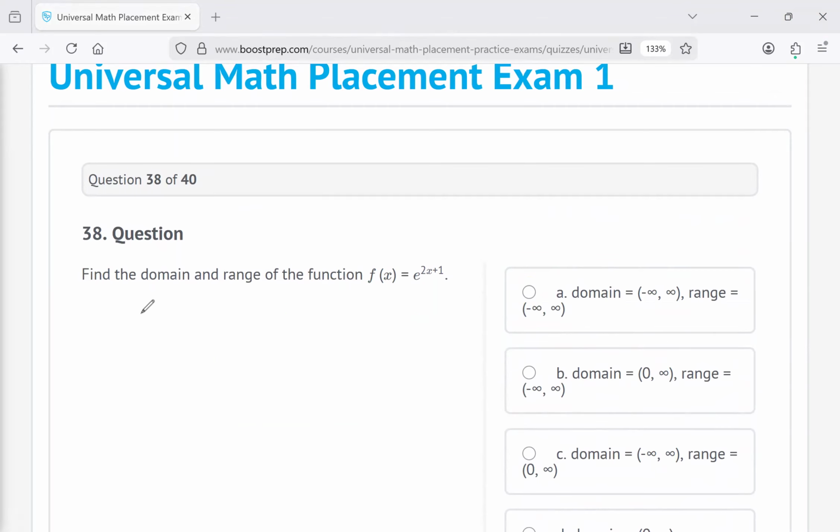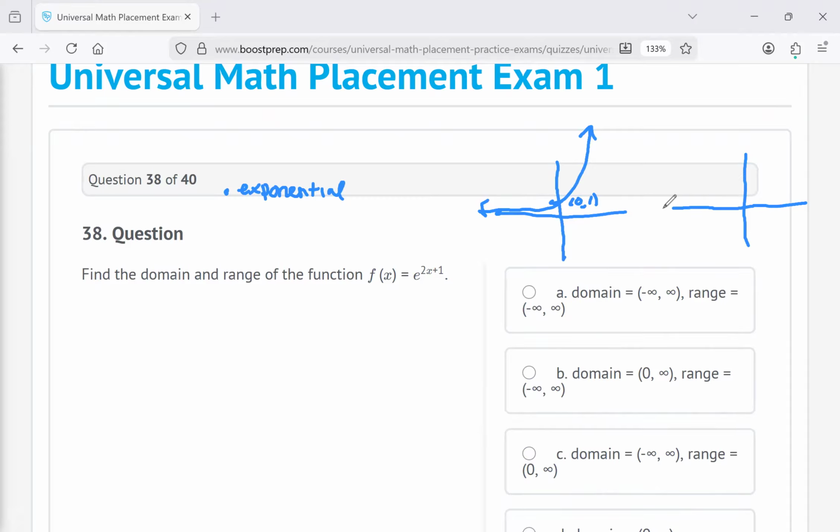Find the domain and range of the function f of x equals e raised to the 2x plus 1. So what kind of graph is this? This is an exponential function. And what does an exponential function look like? It can be a growth like this. It can also be a decay like this.